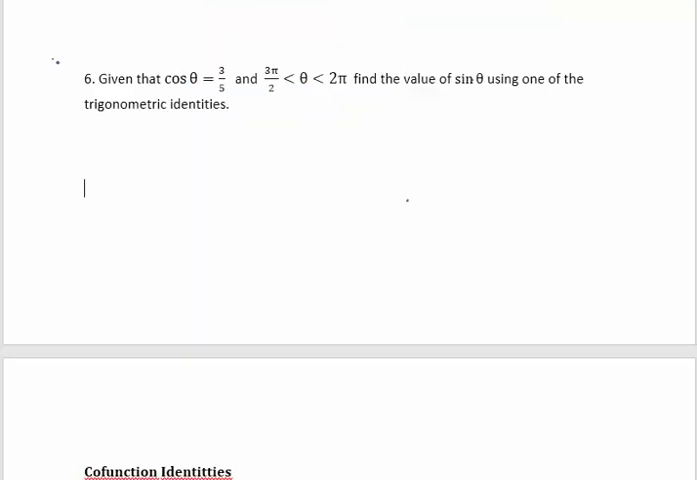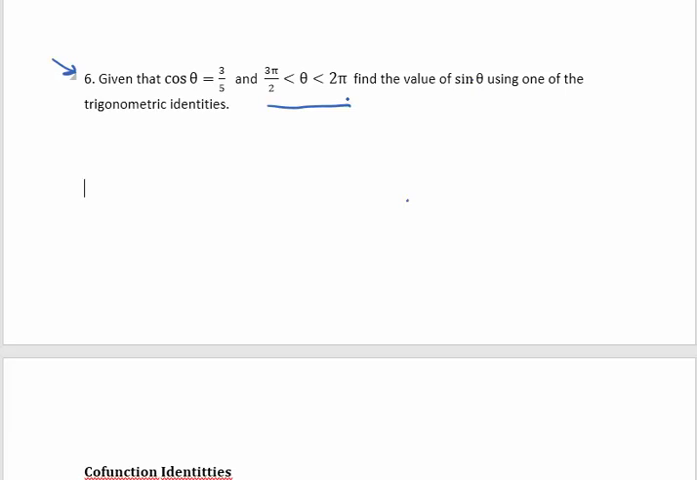Okay, let's take a look now at question 6. Given the fact that cosine of theta is equal to 3/5, and that theta is between 3 pi over 2 and 2 pi, find the value of sine theta using one of the trigonometric identities.